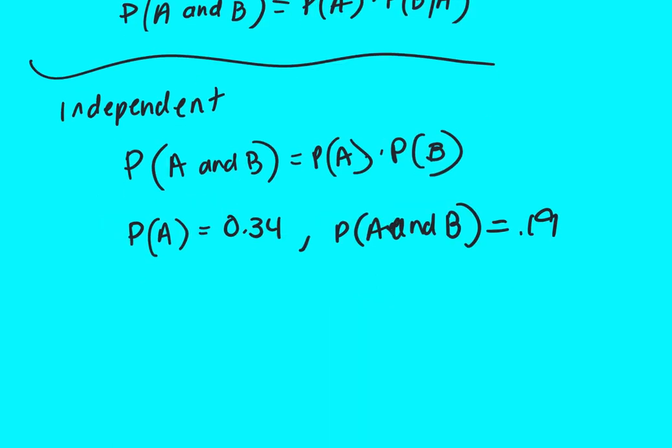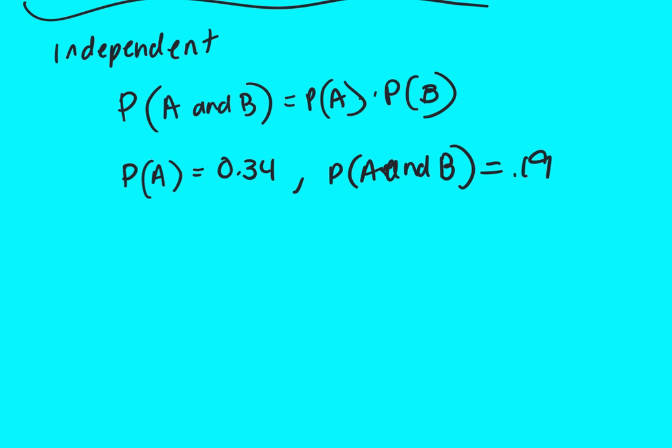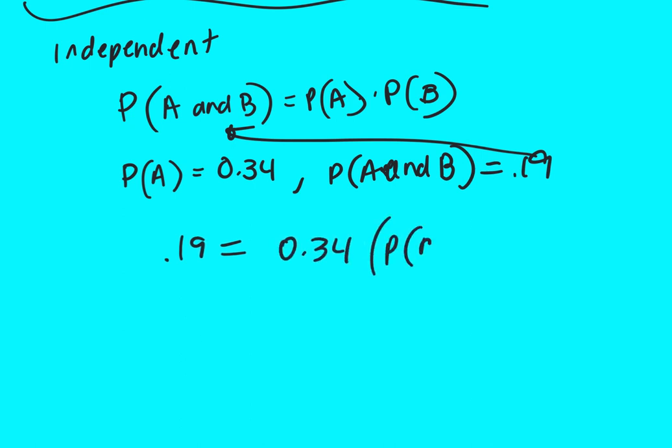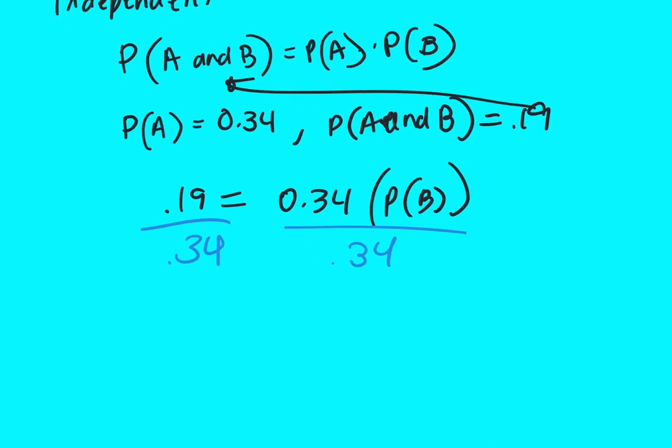So probability of A and B, and then the probability of A, this goes here, right? So 1 point equals the probability of A, which is 0.34, times the probability of B. So I divide. If you did it wrong and divided the other way, you end up getting a probability bigger than 1, and hopefully that's an indicator something's wrong, because probability can't be bigger than 1.